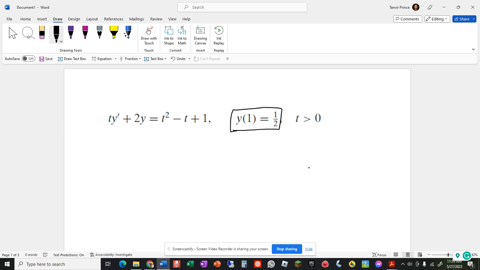So it is not in the standard form because the coefficient of y prime is not 1, it is actually t. So you have to divide both sides by t. So let's divide both sides by t. And of course, t square over t is t, minus t divided by t is 1, plus 1 divided by t. So I'm dividing all of this term by t. Now this is in the standard form.